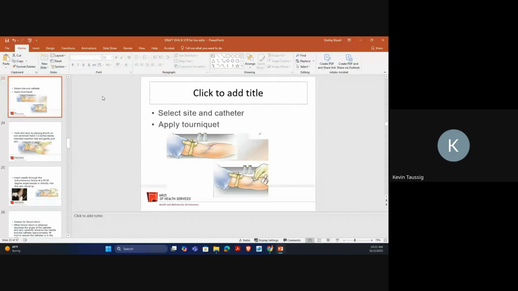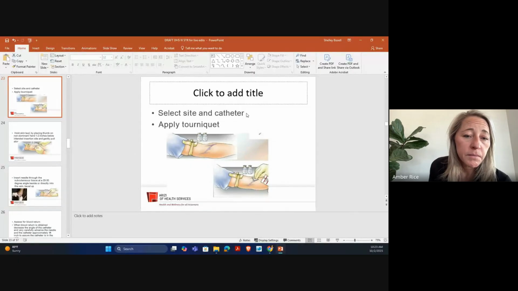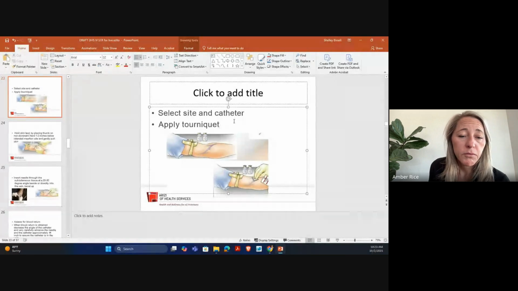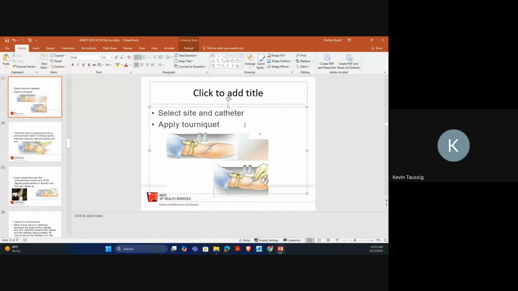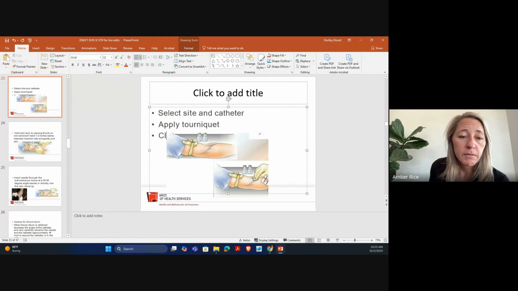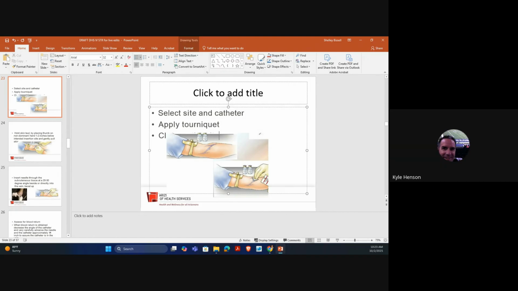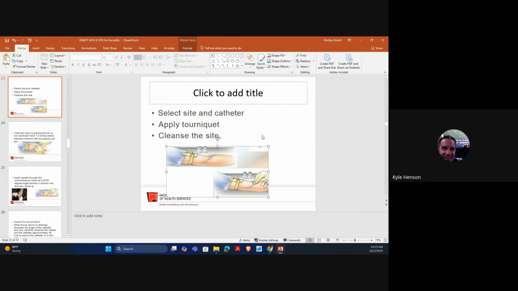Do we want to have something about cleansing the site here? Oh, good idea. Where do you want it? Before tourniquet, after tourniquet? After tourniquet. So apply tourniquet, cleanse the site. Going along with what Kevin said, delete that first photo. The second one seems to be fine. I don't even know if you need 2 photos really. It looks like it's one photo actually. We can crop it, I'm sure. Oh yeah, I see what you're saying.